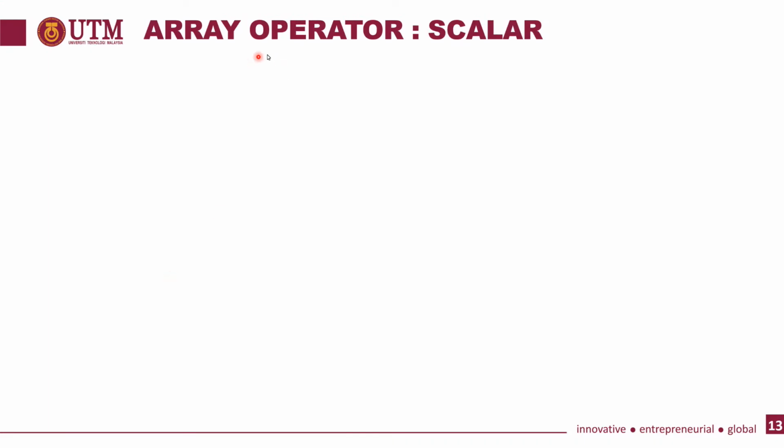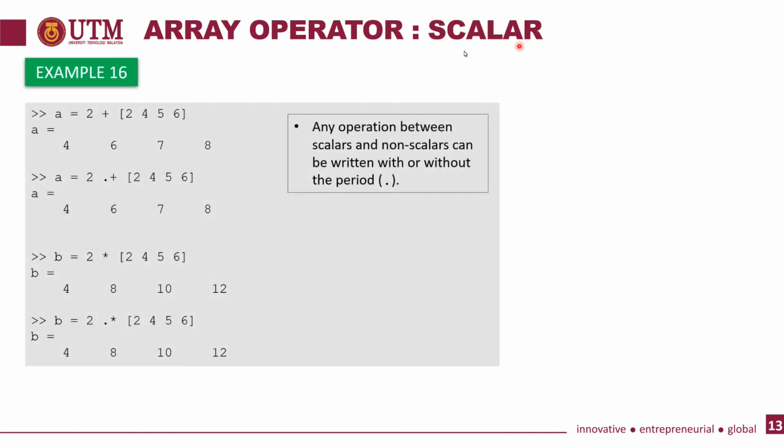So, array operator, scalar. First we are learning about the scalar, how we want to execute a scalar expression in an array operator. In an array operator, if you have an expression with a scalar, so the number 2 is a scalar, then for any operation with a scalar in an array operator, you don't have to put the dot.